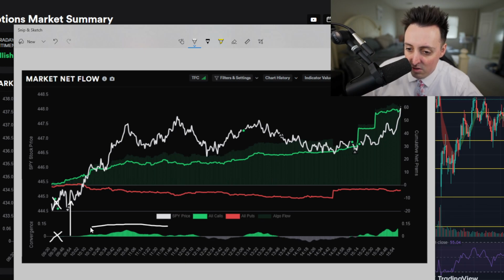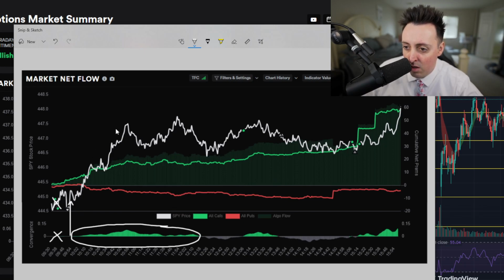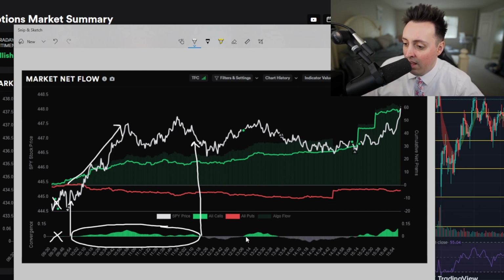So this green convergence here did absolutely great. So this caught about a $2 to $3 move or so on SPY to the upside. So that was a really, really good one. And then it flipped gray around this area, which you could have exited or gone short, and that would have been like $1 to the downside. And then it flipped green again, which it did catch.